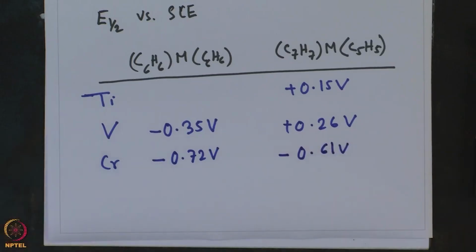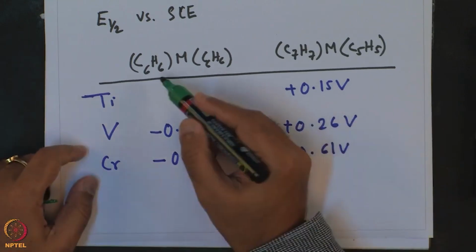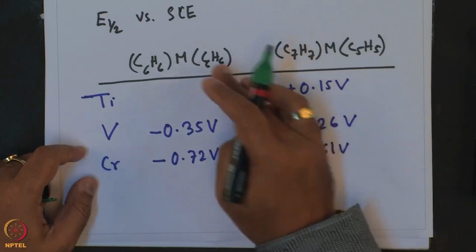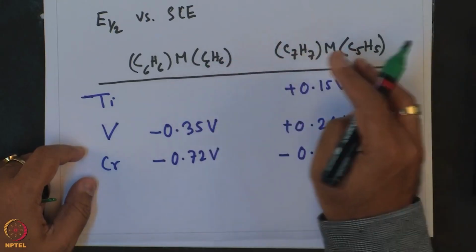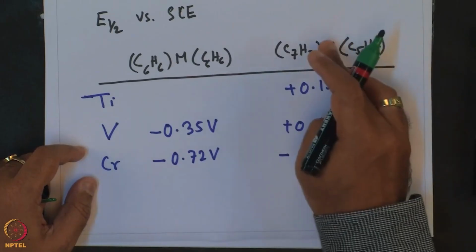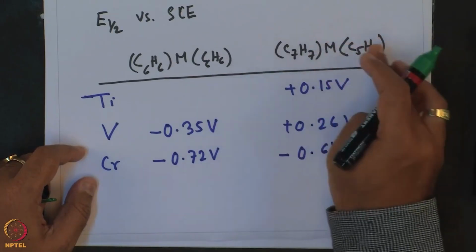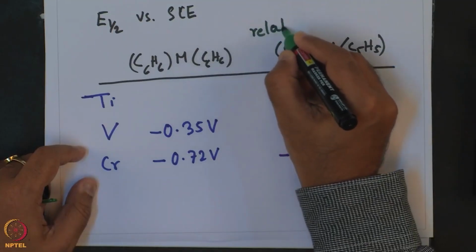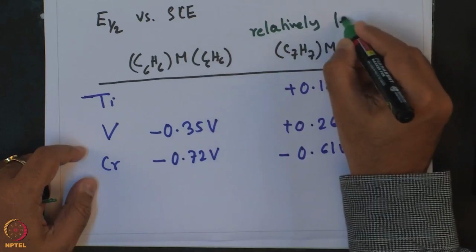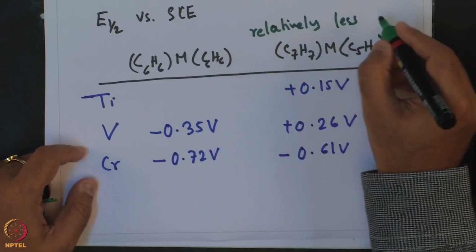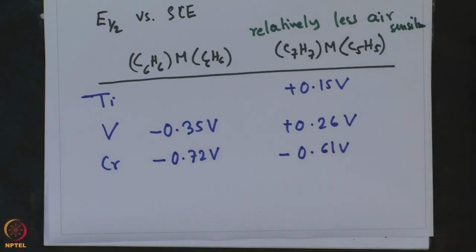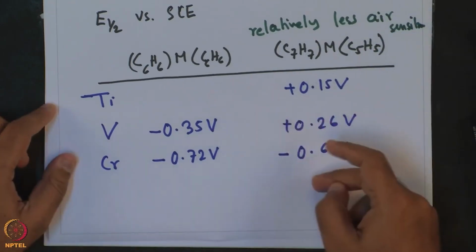What this tells grossly is that these benzene C6H6 complexes are more air or moisture unstable as opposed to the C7H7 M C5H5 complexes. So, the latter are relatively less air sensitive, and that can be easily gauged from these potential values.